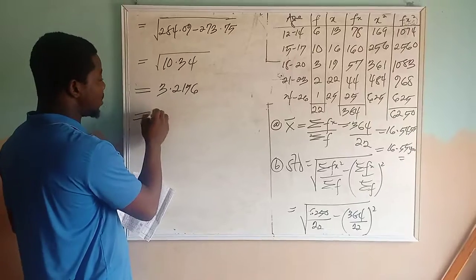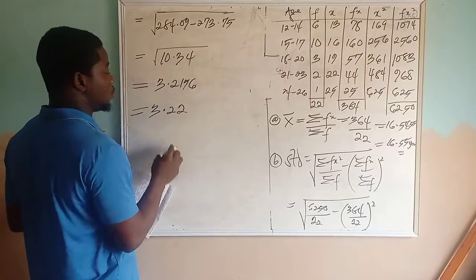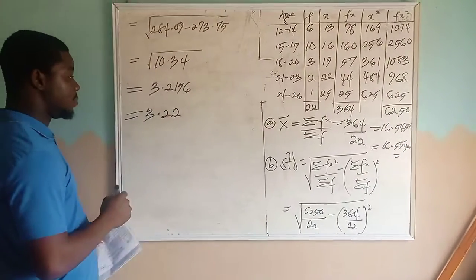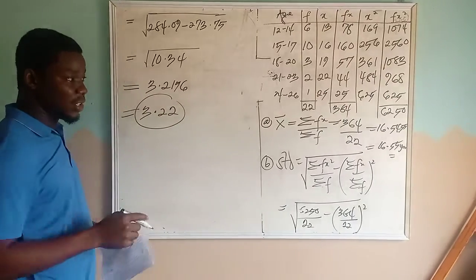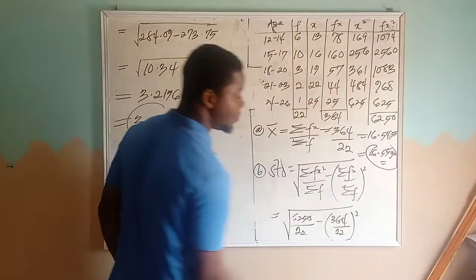And then this gives us 3.2156, which is approximately 3.22 to 2 decimal places. So this becomes the standard deviation, and of course, this becomes our mean age.